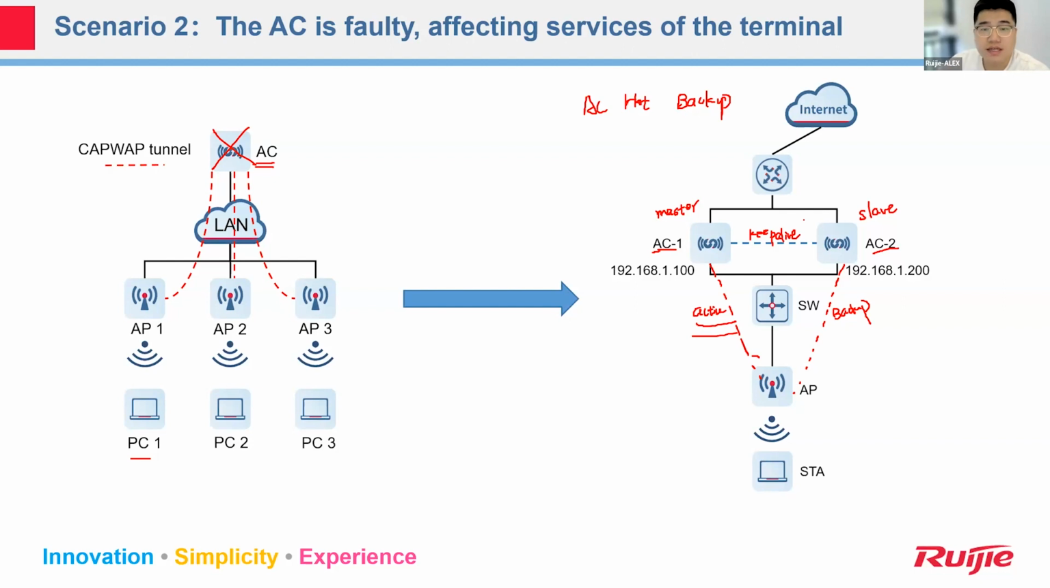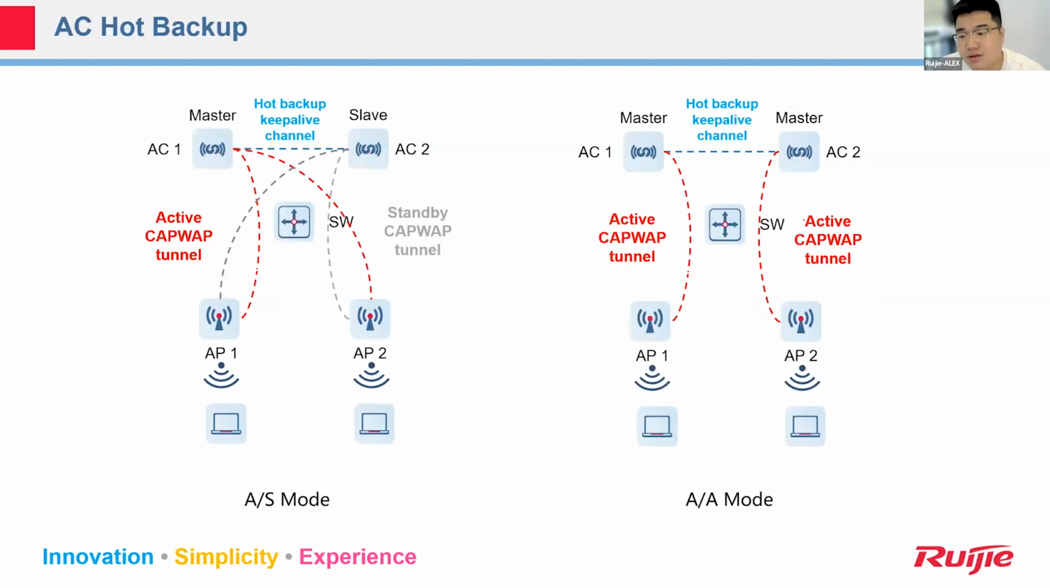So this is how we improve the reliability of the WLAN by using the AC hot backup. And for the AC hot backup, actually we have two different modes. Let's see. The first is the AS mode. It's working pretty simple.